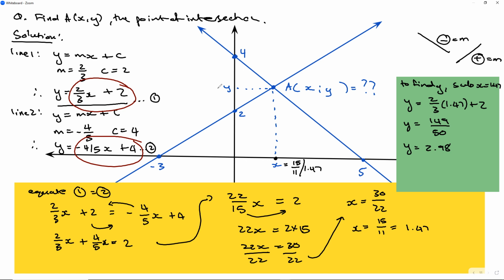So this number over here is going to be 2.98. Those are decimal values, but it is possible. So we can see that's going to be our final answer, and we can write that at the end. Therefore, A will be given by the x value 1.47 and the y value 2.98 to 3 significant figures. And we're done for this.